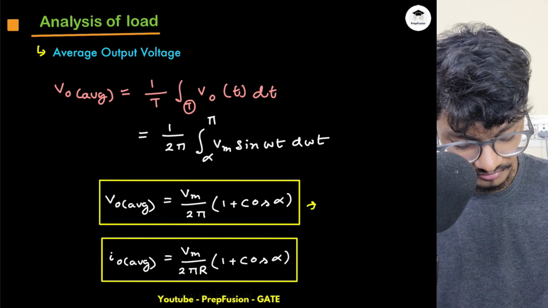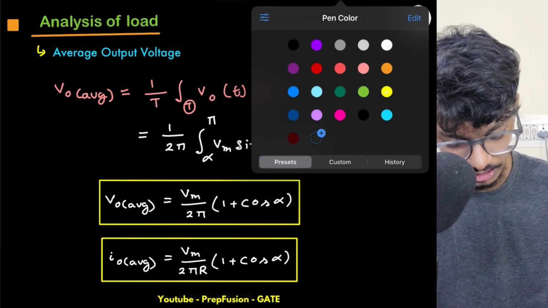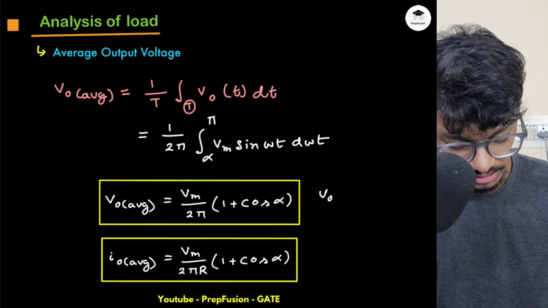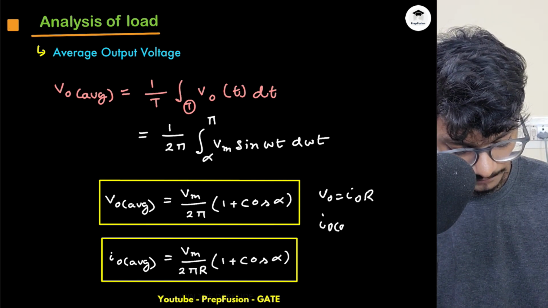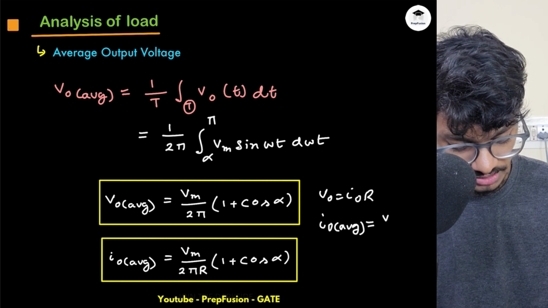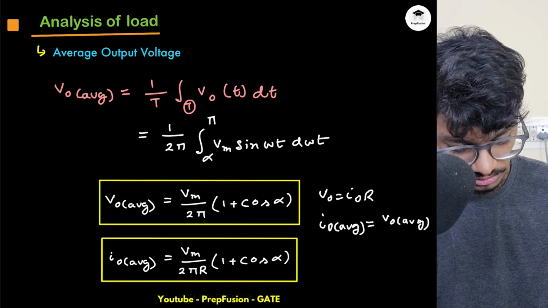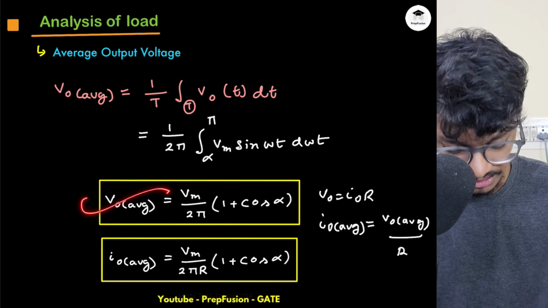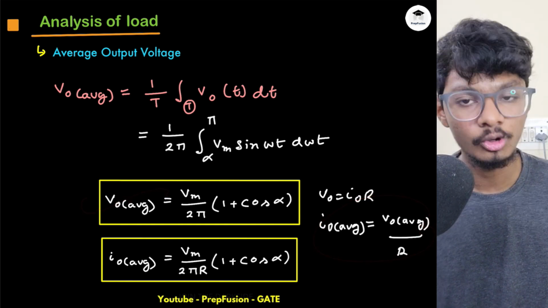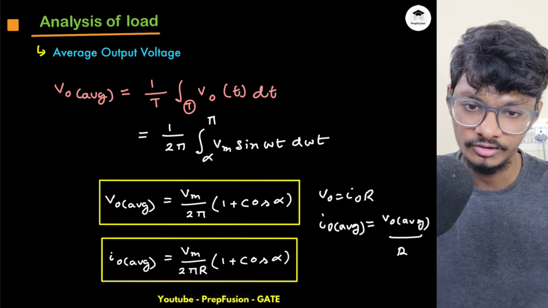What will be my IO average? In this case, my IO average will be simply, because my VO is equal to IO into R, so my IO average will be simply VO average by R. Even if you want to remember, just remember this formula and I can derive my IO average anytime. It will be simply VO average by R.